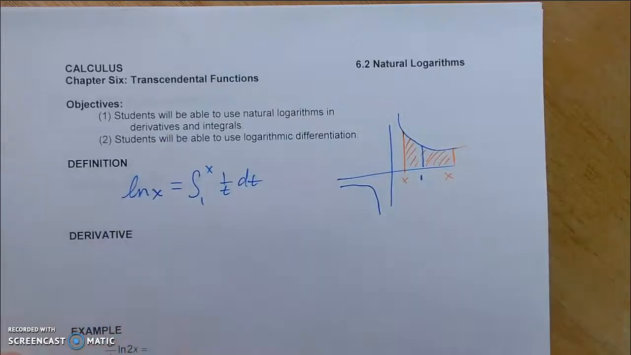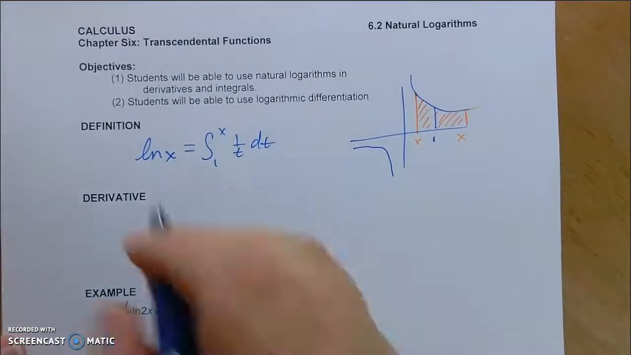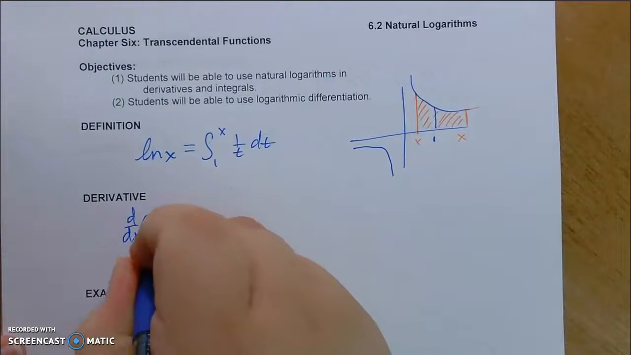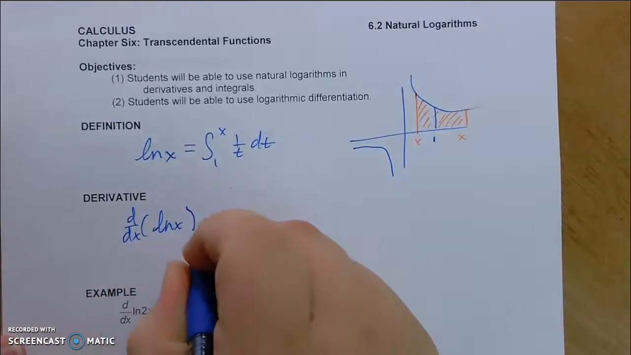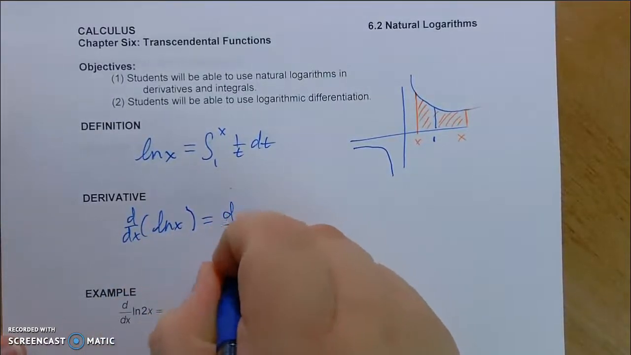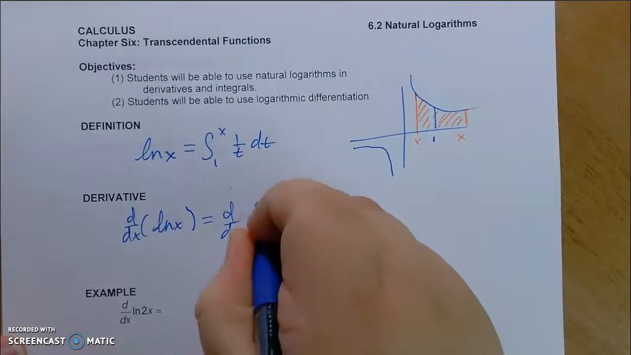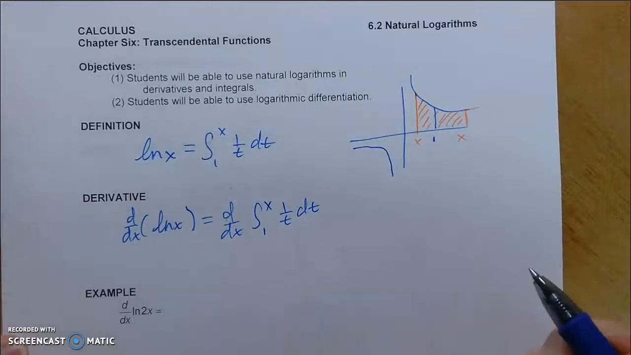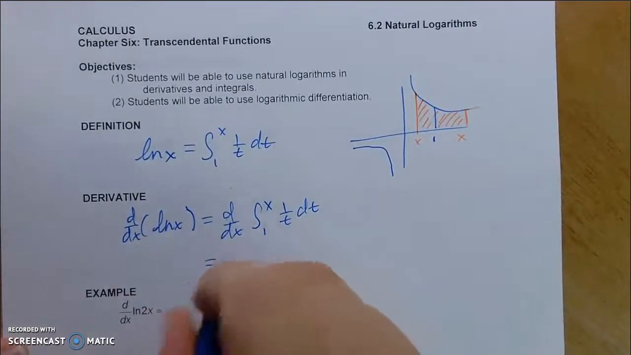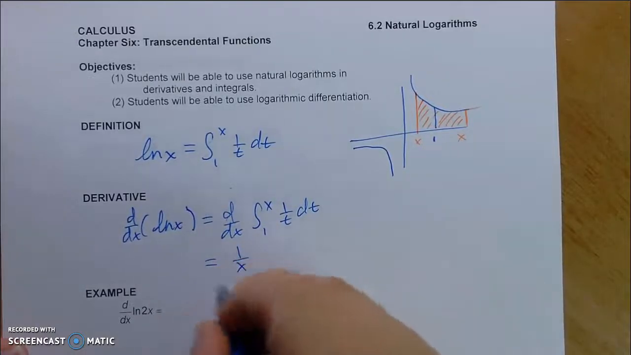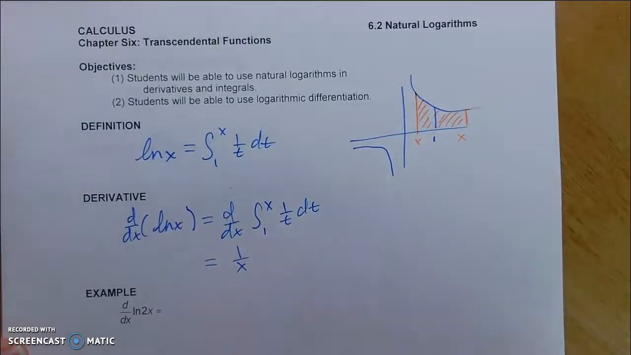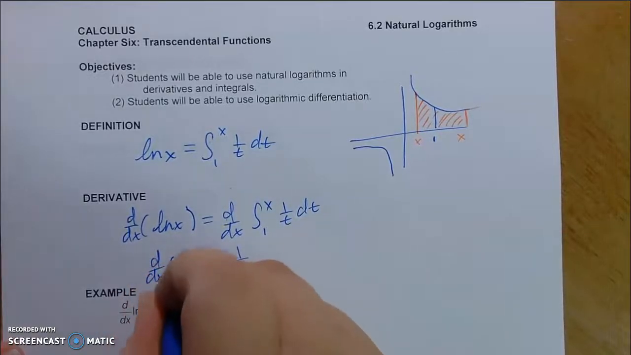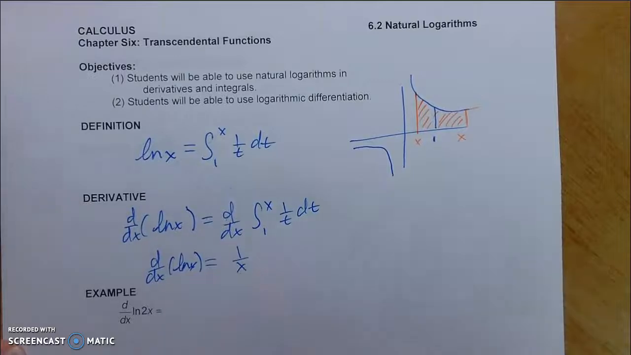But once we have this definition, then we can take a derivative relatively easily. So we can take the derivative of natural log of x equals the derivative of the integral of 1 to x, 1 over t dt. Well, that's the derivative of the integral, so if we use the second part of the fundamental theorem of calculus, that's going to equal 1 over x. We could do the chain rule if we needed to, but x is just going to be the chain rule of 1, so we don't need that. So the derivative of the natural log of x is 1 over x.